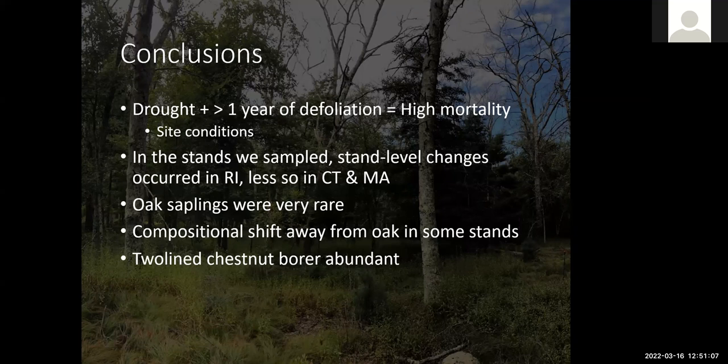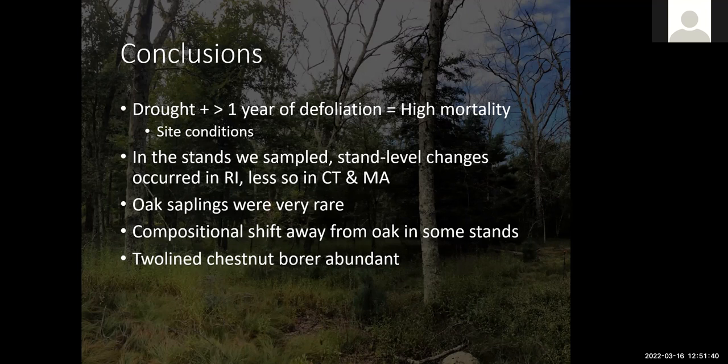I do think, though it's not something we really worked in, that site conditions are definitely an important variable in all this. And we had some pretty wet sites up to very dry sites. In the stands we sampled, stand level changes occurred in Rhode Island, less so in Connecticut and Massachusetts. But I do think that we would have seen significant stand level changes in Connecticut too, but some of those sites, they were able to get in and get product out. And so they were already salvaged when we worked in there.